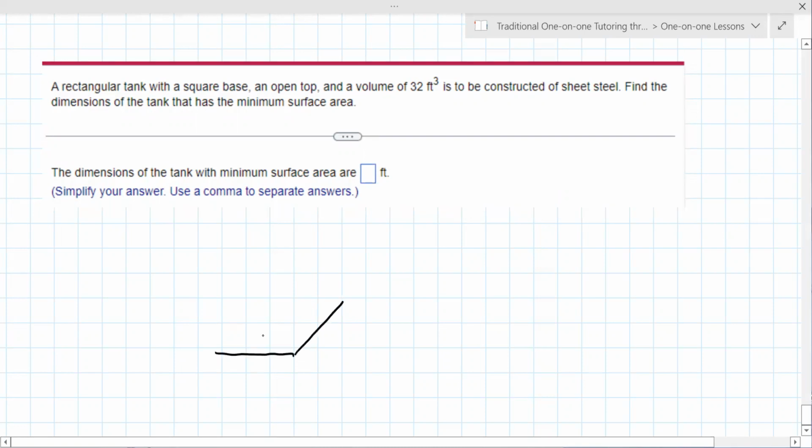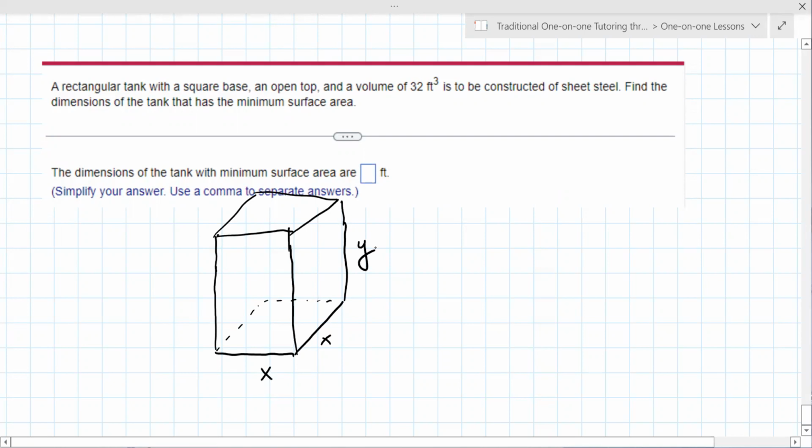They're saying your base is a square, and it goes up like this, and then there's an open top like that. So you have X, X, and Y as your dimensions. So your volume is X squared Y. It's base length times width times height, X squared Y, and that equals 32. The problem again is you've got two variables, but that's not what we're trying to do.